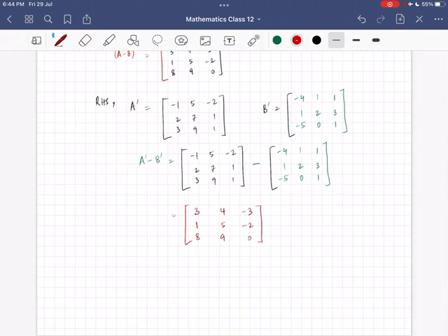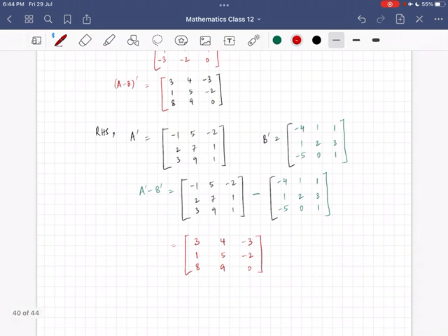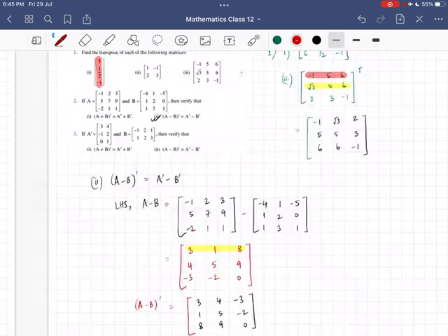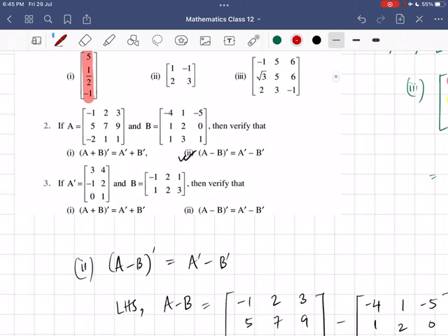So now let us check whether this matches with the left hand side or not. Yes, it matches. So I'm going to write is equal to left hand side. So hence proved. So this is how we solve this type of questions. Okay, question number 2 is done. So question number 3, I think you can do it very well by yourself, because again the same thing we have to do.